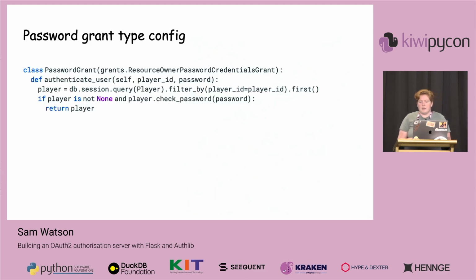The password grant is heaps simpler. It has fewer requirements to implement, so we just need to tell the grant how to authenticate the player, which is pretty simple. We just need to grab the player object from the player ID, check that the object isn't None, otherwise there's no player there, and that the password we've been given matches what's in the database. All the password checking work happens in a method of the player model, which makes it even easier.